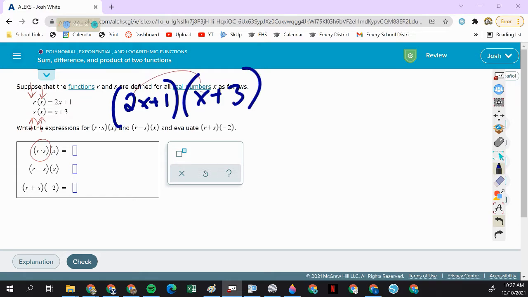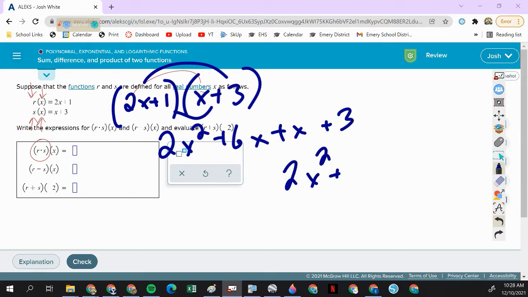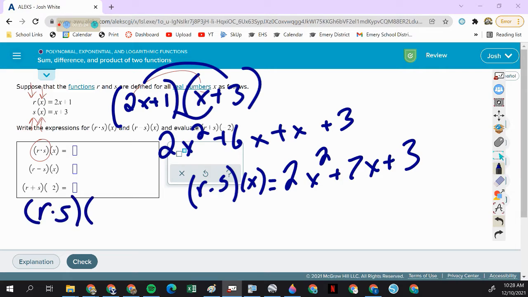Yep. So 2x squared plus 6x plus x plus 3. So 2x squared plus 7x plus 3. So this function's name is r times s, and it's written in x. That's easy. Now, what if I wanted to know r times s of 1? I just plug 1 in here. So that would be 2 plus 7 is 9 plus 3 is 12.